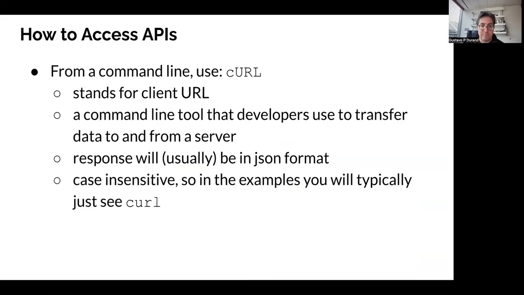In general, when we call a curl command, the response that we get will be in JSON format. That's a language that can be easily parsed by machines, but it also can be understood by humans. One thing to point out is that it is case insensitive. So in the examples, we're going to see curl in lowercase. Some of the flags that you provide are case sensitive, but the actual command itself is not. So there's no difference between C with uppercase URL and curl all lowercase.